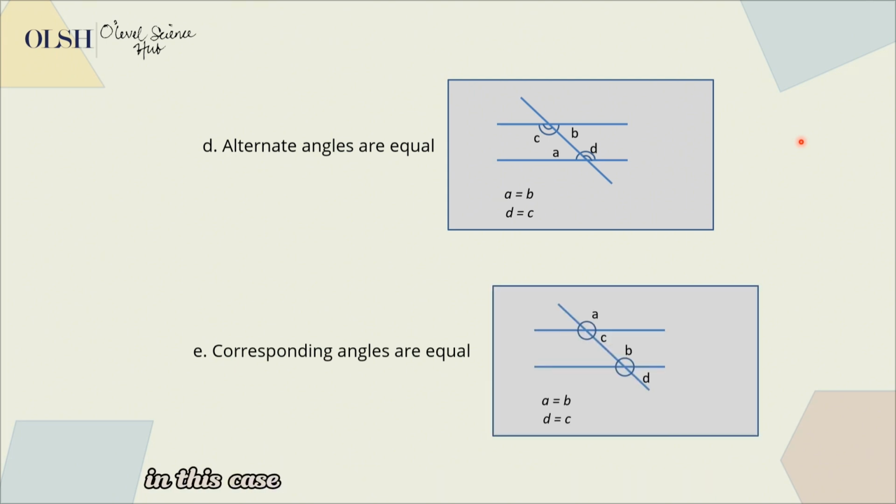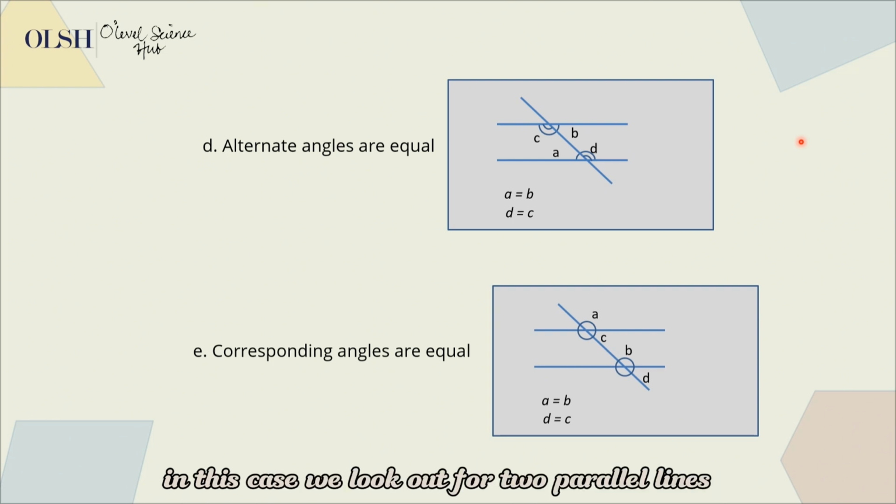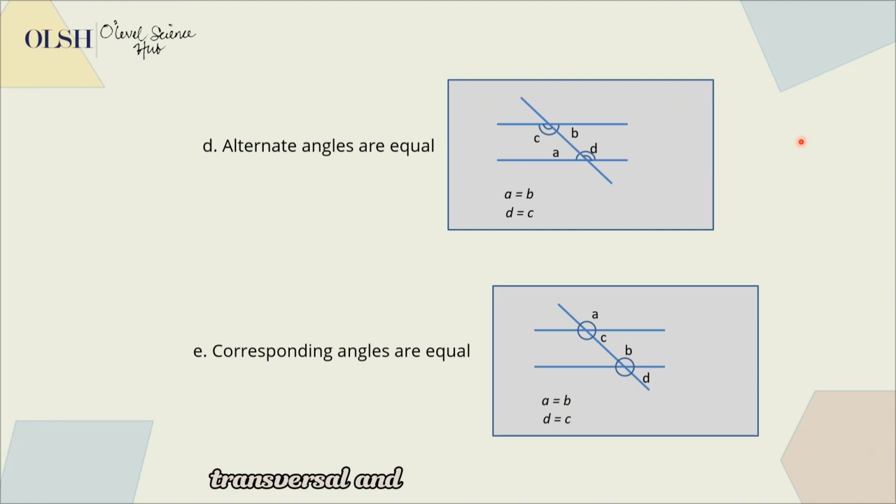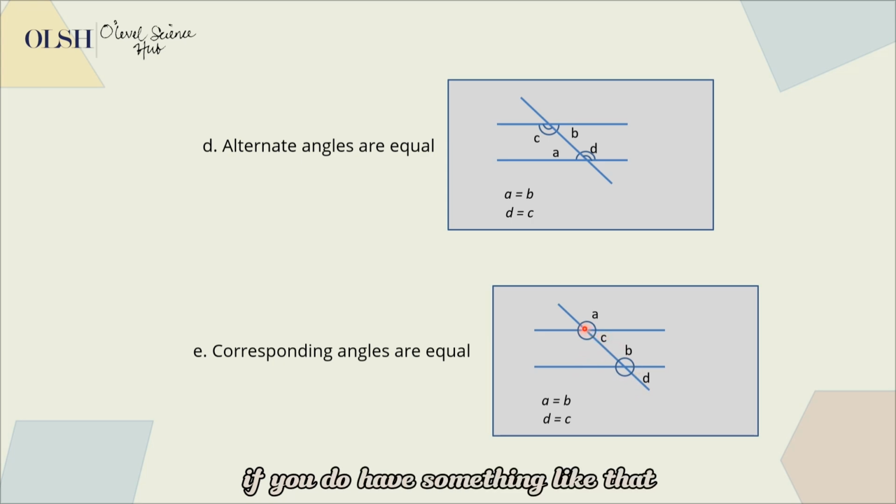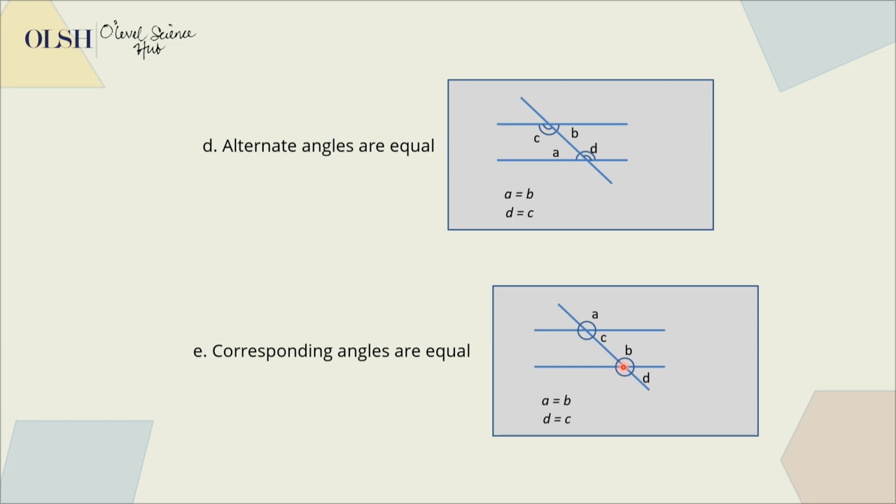In this case, we have A equal to B and D equal to C. Alright, so what are the things we look out for in this case? We look out for two parallel lines, a transversal, and in this case an F shape. So you can see that we have something like an F here. If we do have something like that, then we look out for where we have the exterior angle of the F shape and the interior angle this way. Those two angles are equal.